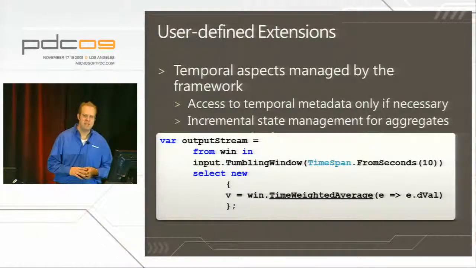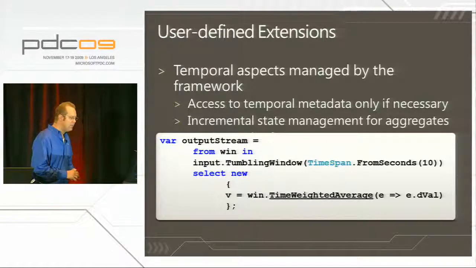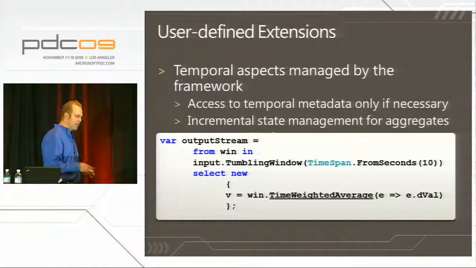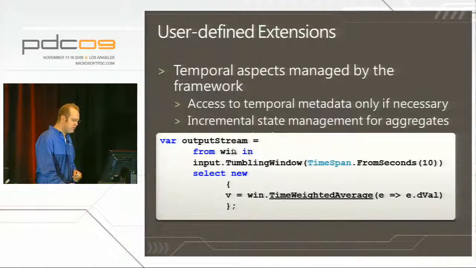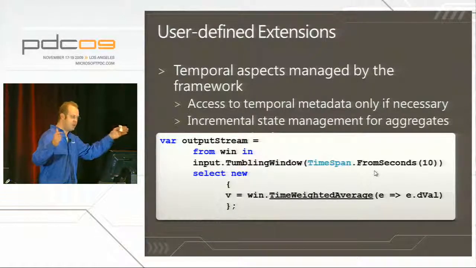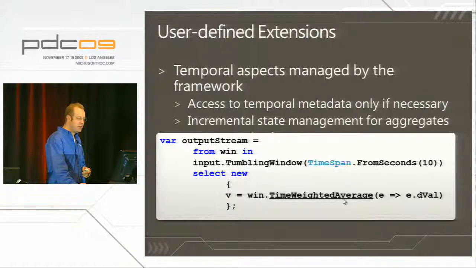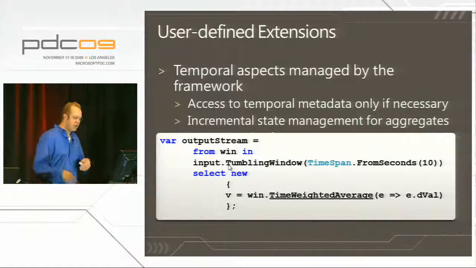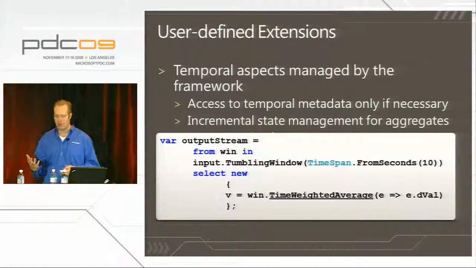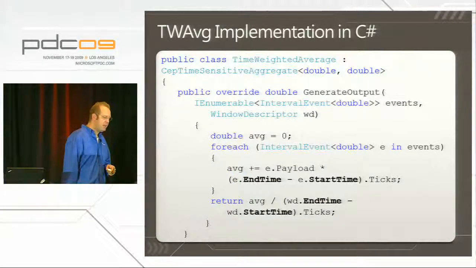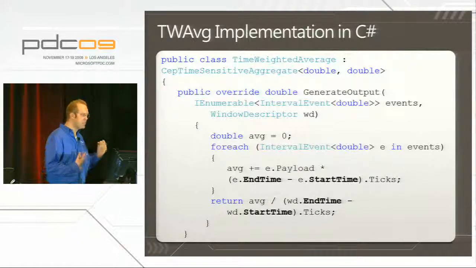Let me show you an example real quick for a user-defined extension. In this one, I want to write a time-weighted average function, an aggregate. And the way that I can refer to this is very simple. Here, the example is basically generating an output stream from a window, which I define over my input as a tumbling window of duration 10 seconds. Within that tumbling window, I want to compute a time-weighted average over some value that I'm getting from the events in the window. That's the result of the aggregation, and my output stream contains events of that type that have that aggregation, that time-weighted average. So very simple, very straightforward to refer to a user-defined function from LINQ. How do I write that user-defined function? Here is the whole implementation of the user-defined function. It fits onto a single slide.